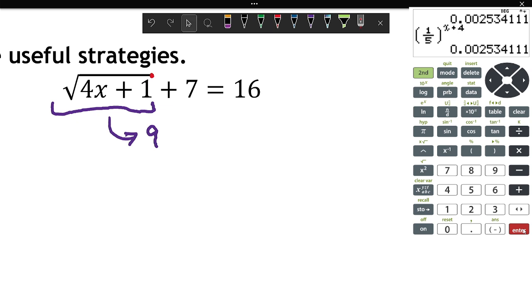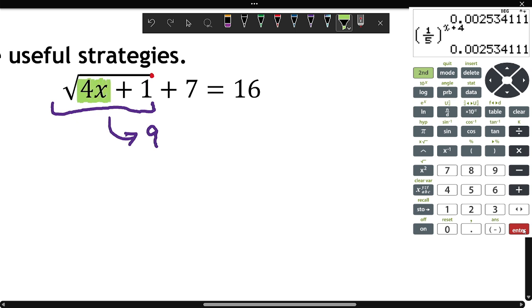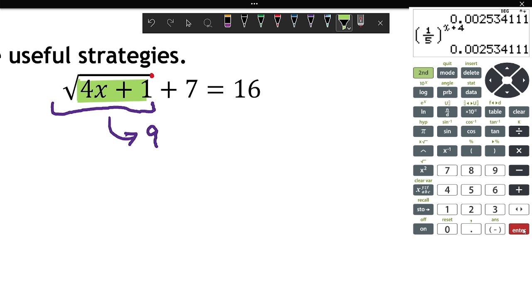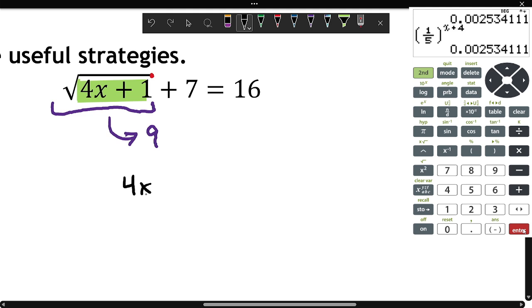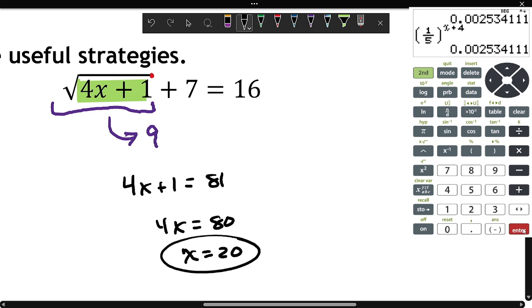And thinking about this, looking inside, this thing has to be the number 81, because if it was the number 81 and I took the square root of it, I would get 9. So a shortcut is just saying this 4x plus 1 has to be the number 81. That means 4x has to be 80, and that means x has to be the number 20. And this one I can actually check without the calculator. 4 times 20 is 80, plus 1 is 81, square root of 81 is 9, and 9 plus 7 is 16. So that checks lovely.